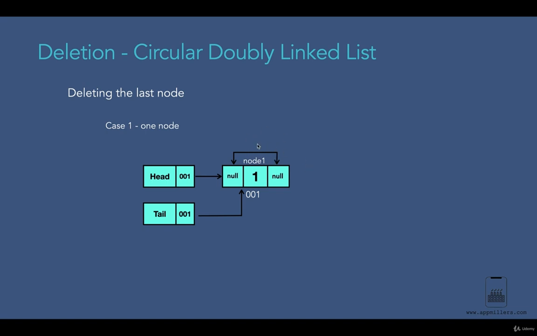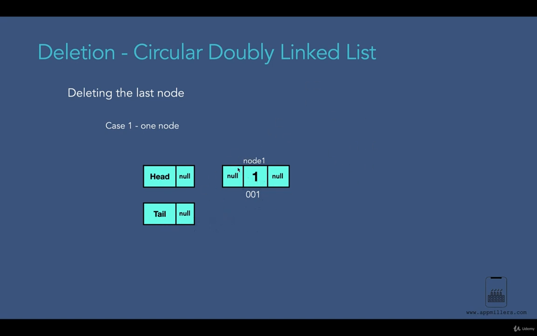So with this, we are going to delete a link that points to itself. Then we are going to set head reference to null. So with this, we are going to delete a link between head and node 1. Then we are going to delete a link between tail and node 1. So we are going to set tail to null. So this one will delete a link between head and node 1 over here.